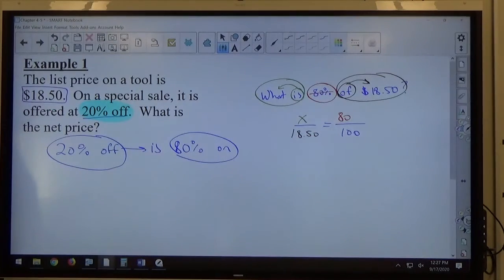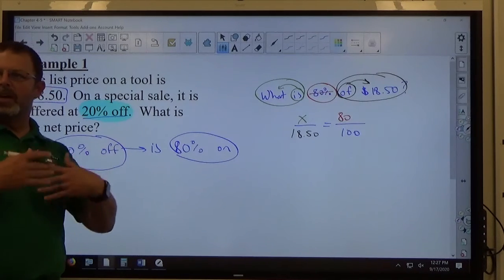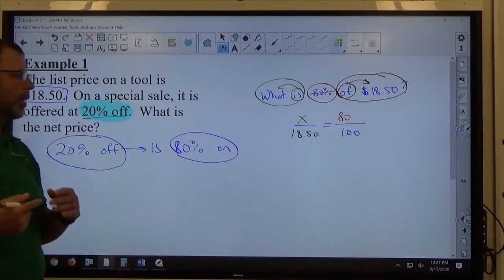Once we do that, we're simply going to cross multiply to solve for x to find the actual new price. Should it be more or less than $18.50? Less. Why? Because since it's 20% off, you have to subtract. Or else the other thing is it's a sale, right? Every sale I go to, the stuff costs less. So just having an idea of what's supposed to happen helps.